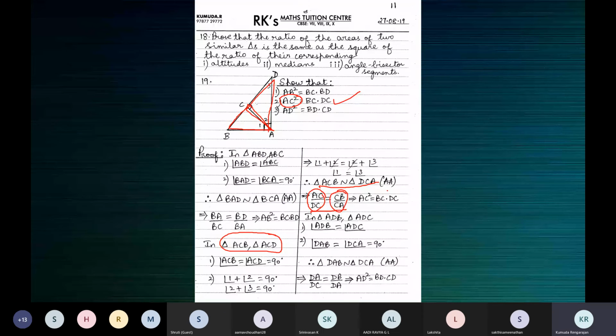So you'll have to write three ratios. You should write the ratio only if it has AC in it. If it does not have AC, don't write that ratio. So we write AC by DC and CB. Children, you know ratio of corresponding sides, right? From the name of the triangles, you can write that. So cross multiply and get that result: AC square is equal to BC into DC.